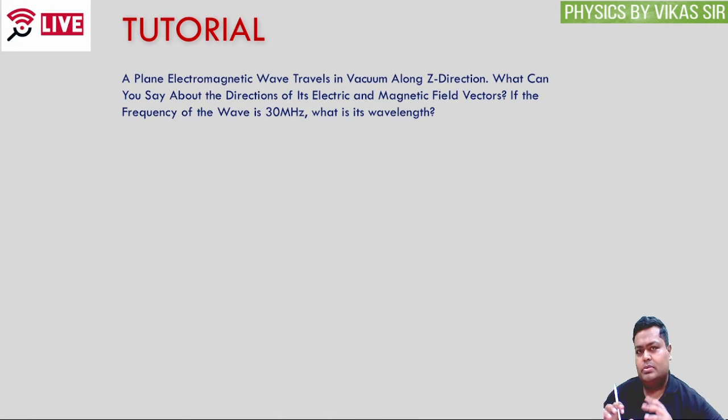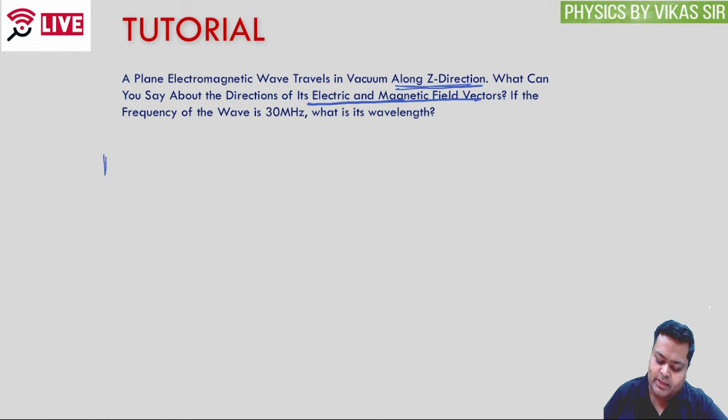Now let's solve some questions from the NCERT. Let's look at question number 1 over here. It says a plane electromagnetic wave travels in the vacuum along Z direction. There's a direction of the travel of the EM wave. So what can we say about the direction of the electric and the magnetic field vectors?